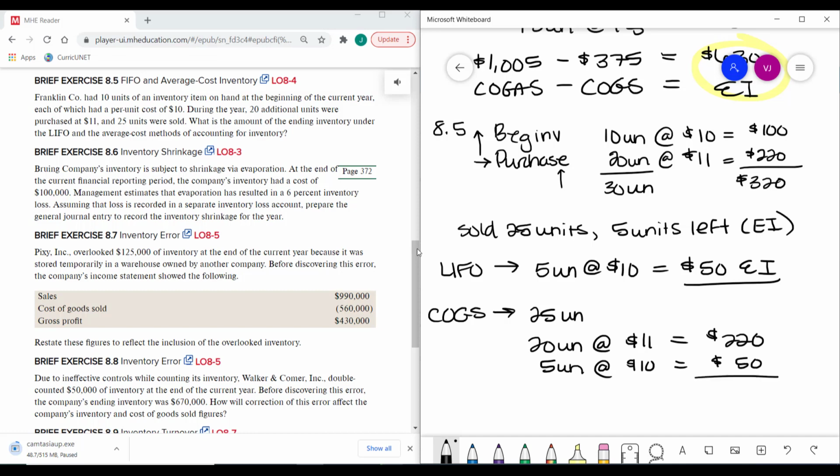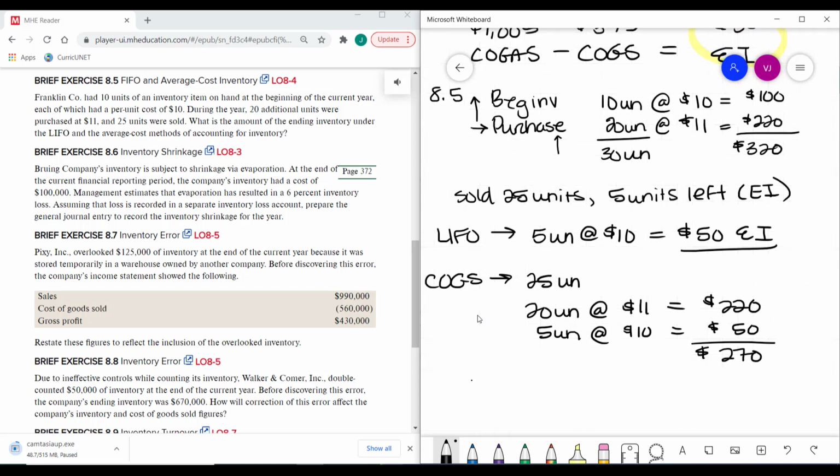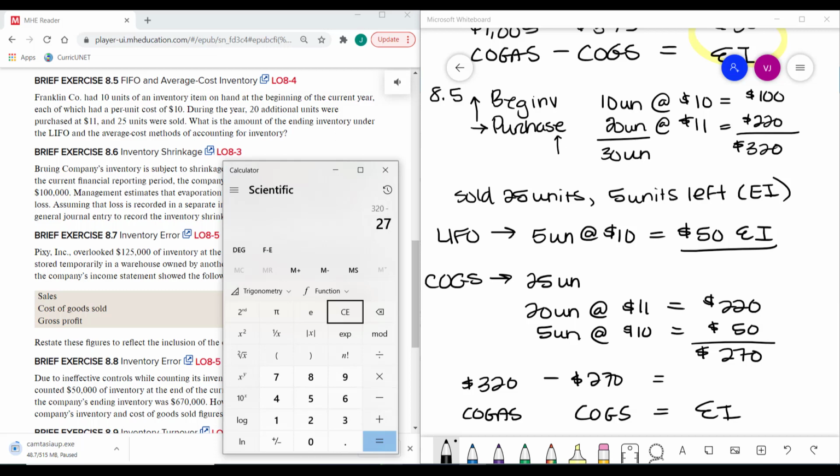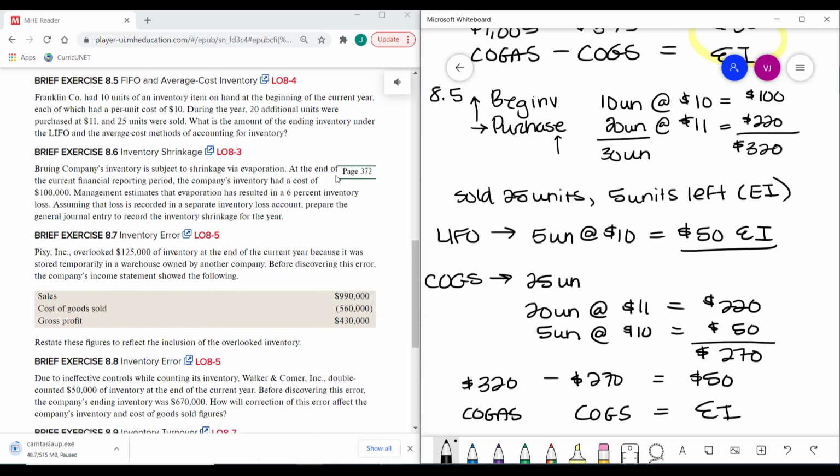That would be 50. So in that case, our cost of goods sold would be $270, right? Well, remember, you take the cost of goods available for sale minus the cost of goods sold, which we now found to be $270. That should be equal to the cost of your ending inventory. So if we do 320 minus 270, that gives us $50 for cost of our ending inventory. Okay? So that is the LIFO method being used here.